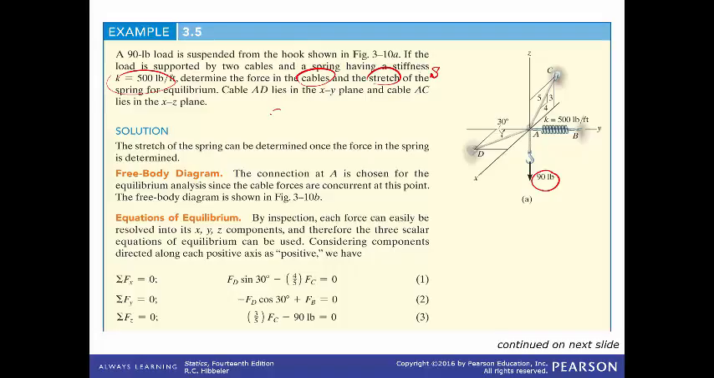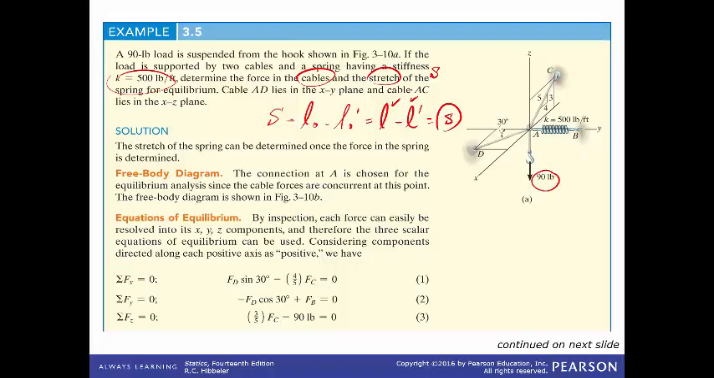Now remember that the stretch is the stretched length minus the unstretched length, or L minus L prime. But in this case you only have to find the stretch, because they don't give you any other information on the unstretched or stretched length. So you can only calculate the stretch.